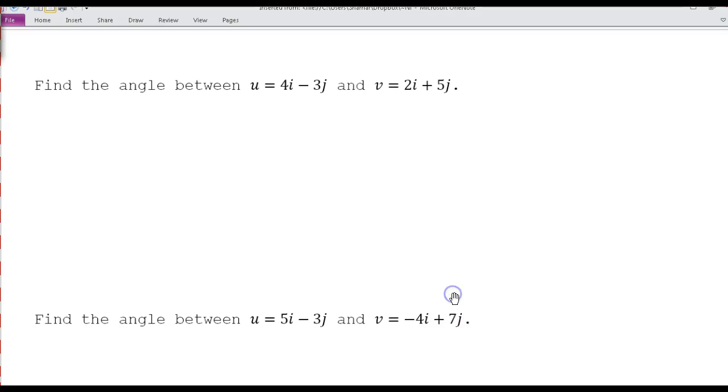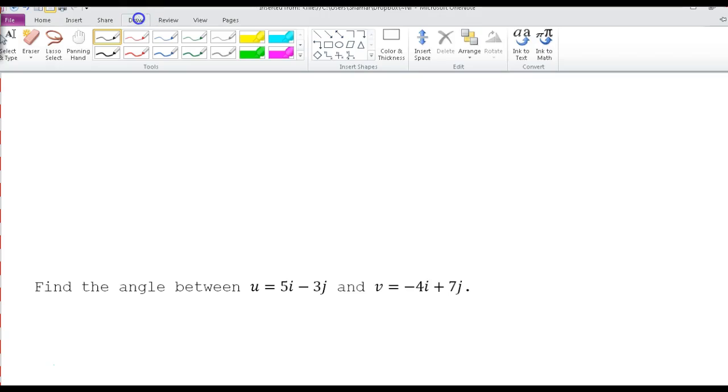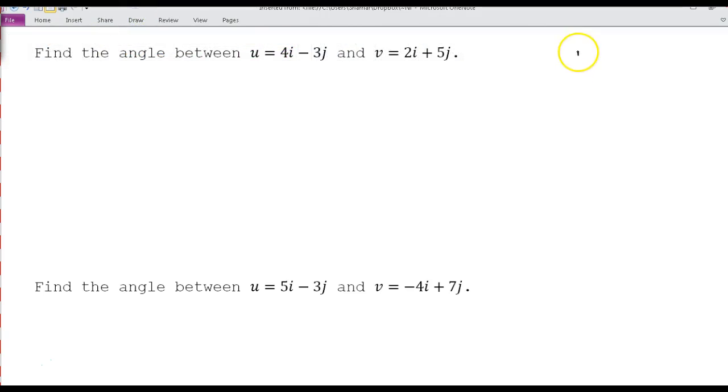If you feel like you want to try these examples again, please go ahead and pause the video. Otherwise, I'm going to go through these with you. So I'm just going to draw a little sketch because this helps me visualize what's going on. So I have 4, -3.